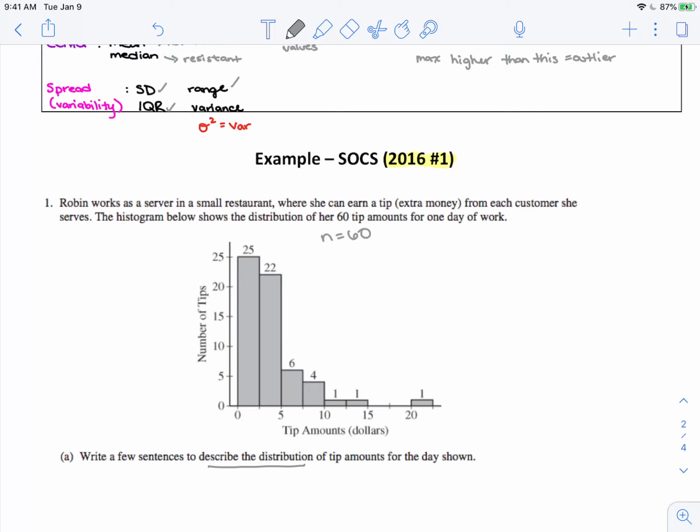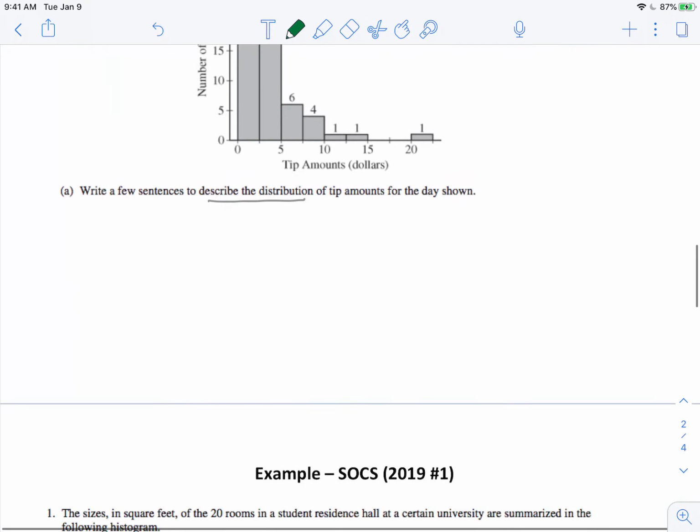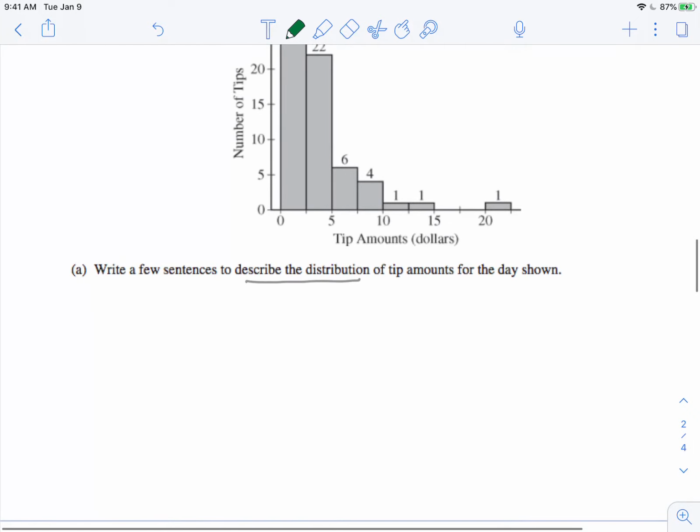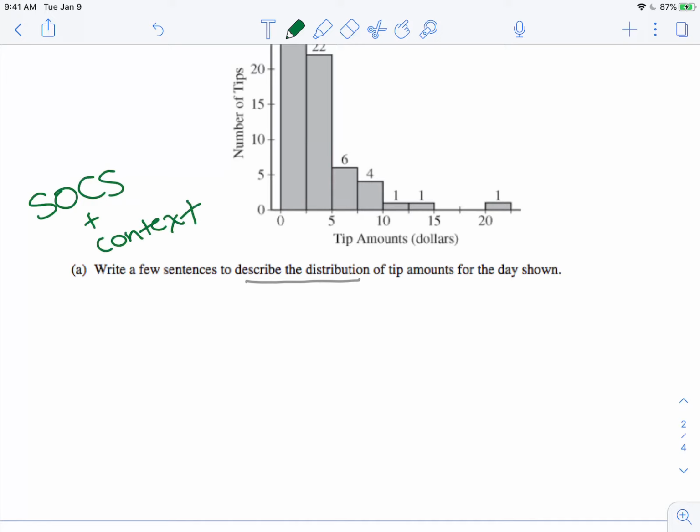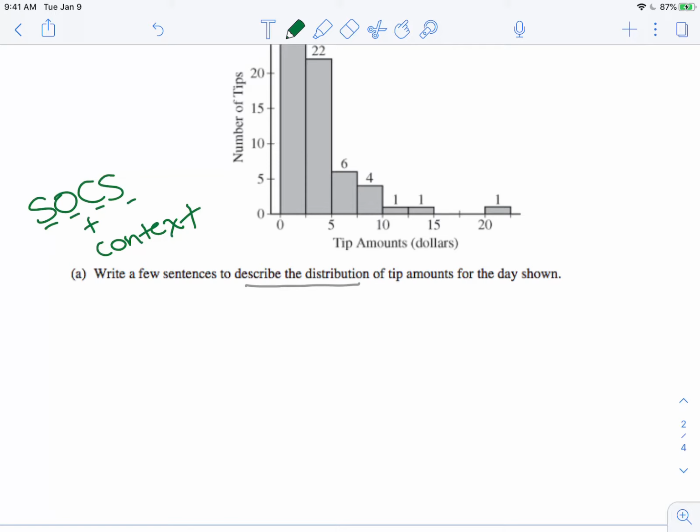Okay, as soon as you see that, what does that mean we have to do? We gotta do SOCS. I'm just going to list out the parts of SOCS that I need. I usually do that. And one thing I want to tell you guys is, yes, you need SOCS, but if you do not include context, you're going to lose a point there and not get that essentially correct when you should have. So you need SOCS and at least context in one of these things, I think just once.